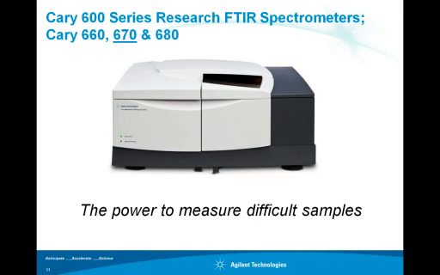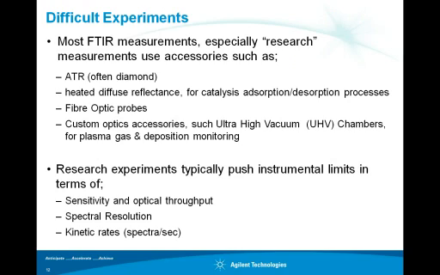I'll move on to some of our research spectrometers, our flagship research spectrometers, and my catchphrase here is really power to measure difficult samples, and I'll be focusing on our 670 instruments. Most FTIR measurements, especially the more research type measurements, are using accessories nowadays. These include ATRs, often diamond ATRs. Could be heated diffuse reflectance accessories for catalysis research, absorption, desorption processes.